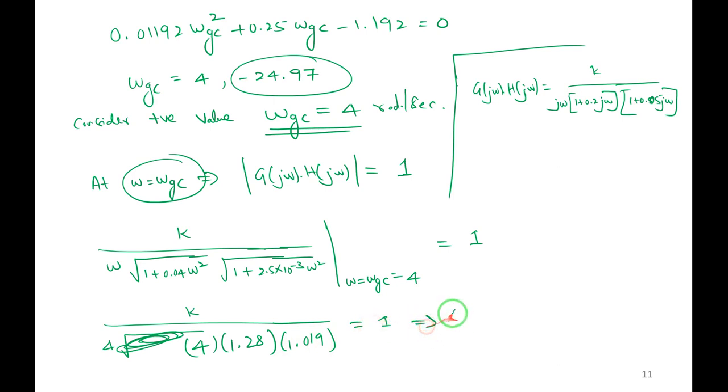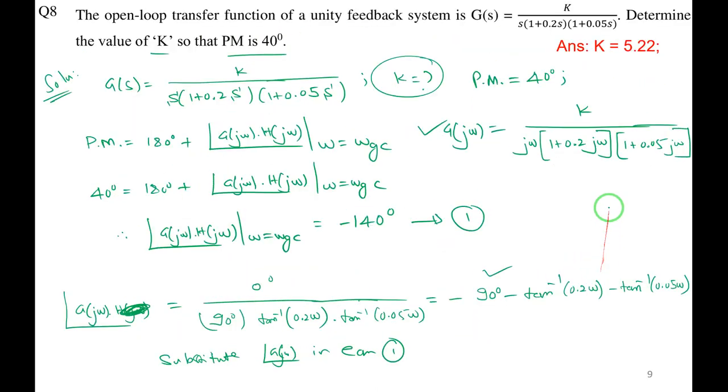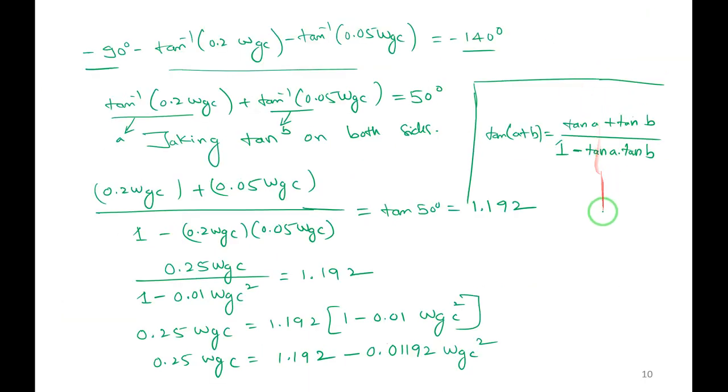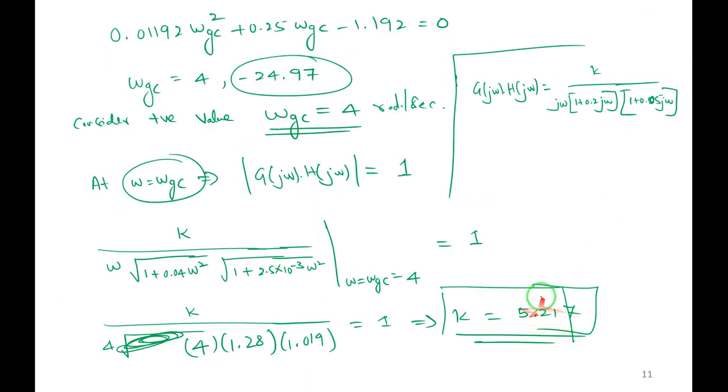Next, calculate K. K is equal to multiplying all these things and taking the 1 to that side. So 4 into 1.28 into 1.019, into 1, that is 5.217. You can check it. You can round it to 5.22, right? I hope you understood this numerical.